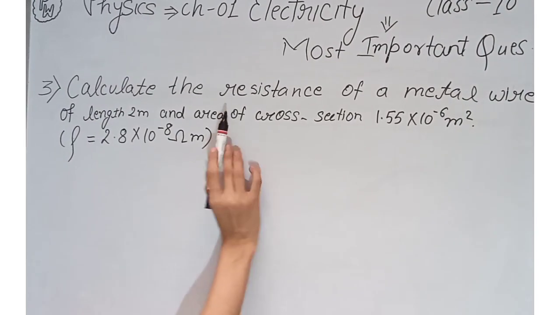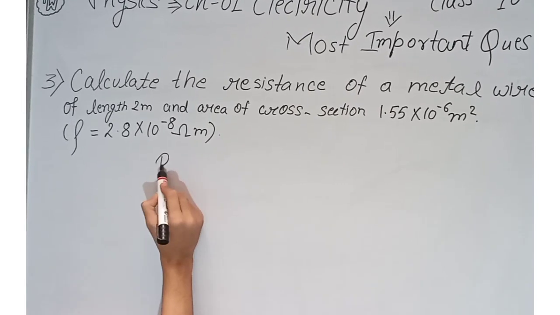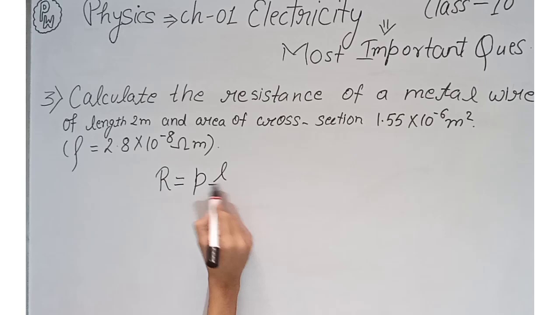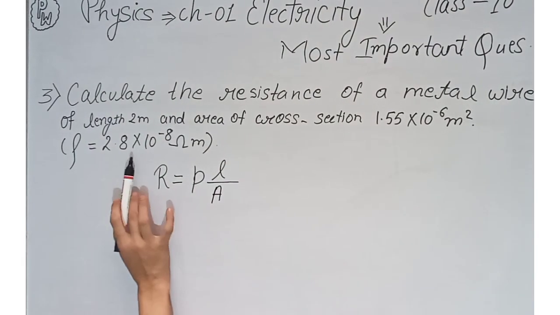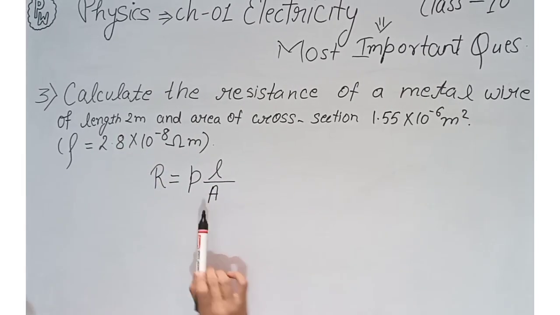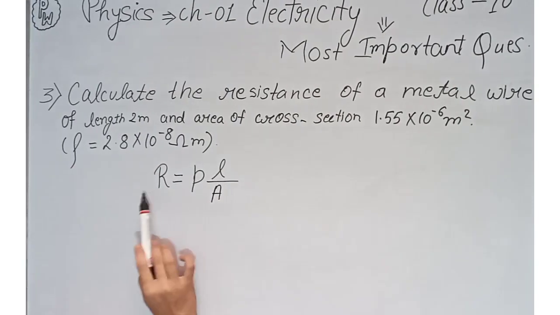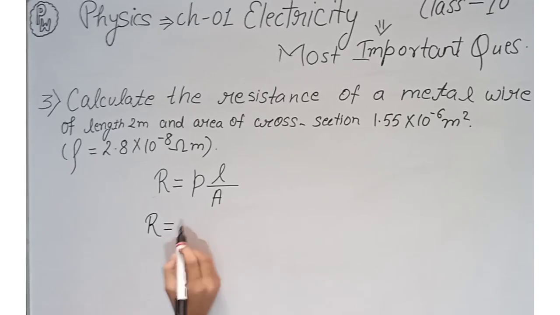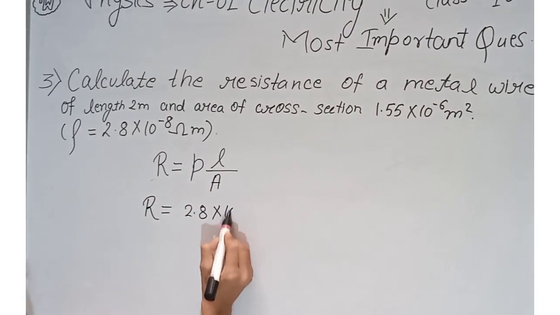Rho is resistivity. So you have to apply the formula R equals rho into length upon area of cross section. Here rho is resistivity, R is resistance, L is length, and A is area of cross section. Normally put the value of all of this, and in this question you have to find resistance.